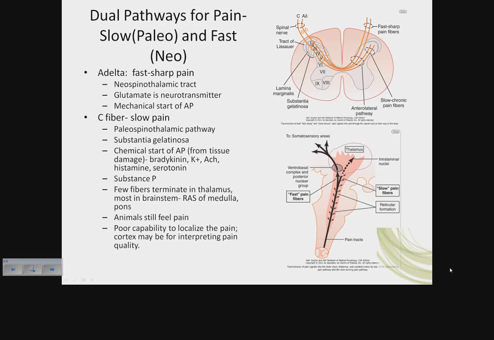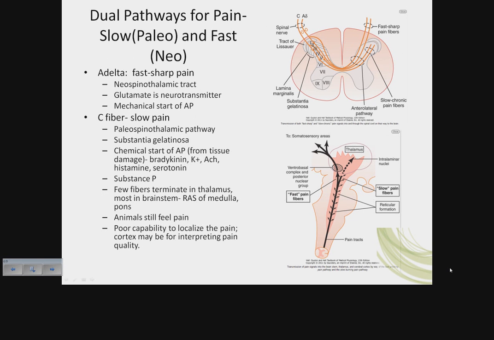Now let's focus on the slow pain, the paleospinothalamic pathway. The paleospinothalamic pathway, like I said, is a much older system and transmits pain from the slow, unmyelinated type C pain fibers. In this pathway, the peripheral fibers terminate, if you notice in the top right picture, in the spinal cord, the dorsal gray horn, almost entirely in laminae 2 and 3.